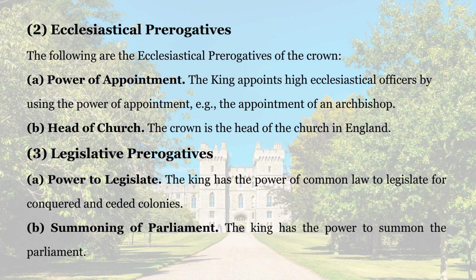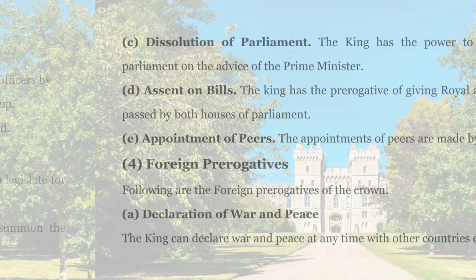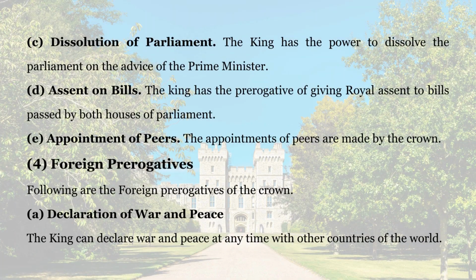3. Legislative prerogatives. A. Power to legislate. The king has the power of common law to legislate for conquered and ceded colonies. B. Summoning of Parliament. The king has the power to summon the Parliament. C. Dissolution of Parliament. The king has the power to dissolve the Parliament on the advice of the Prime Minister. D. Assent on bills. The king has the prerogative of giving royal assent to bills passed by both houses of Parliament. E. Appointment of peers. The appointments of peers are made by the Crown.